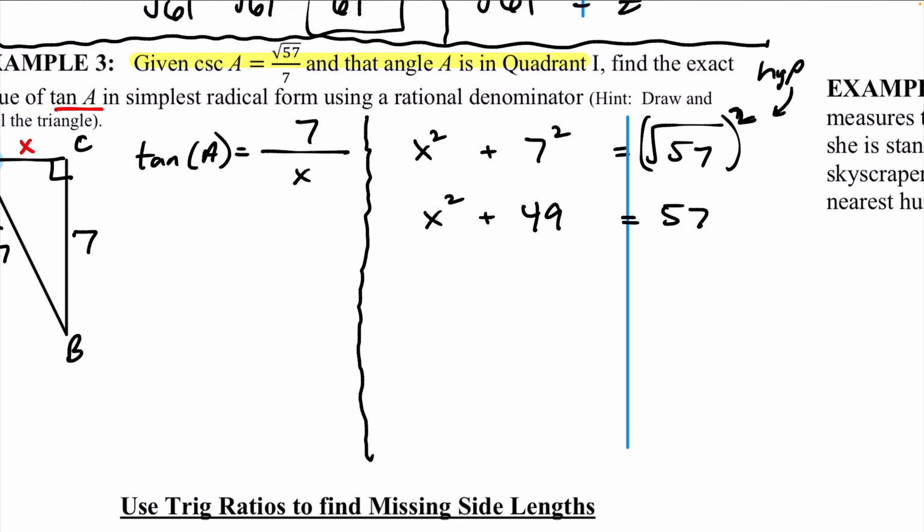How do I get X by itself? What's my next step? Subtract 49 from both sides. 57 take away 49 is 8. Square root.